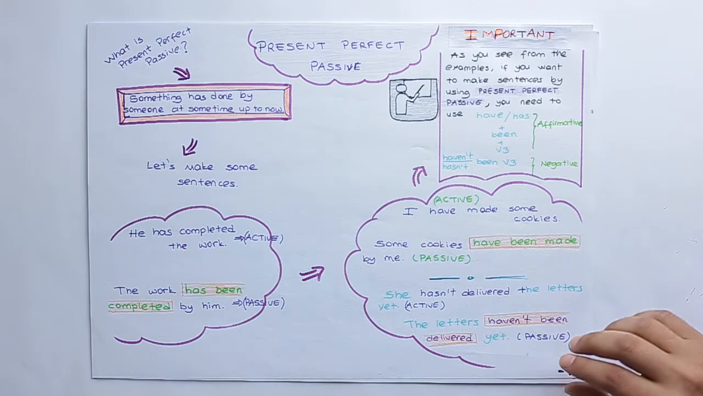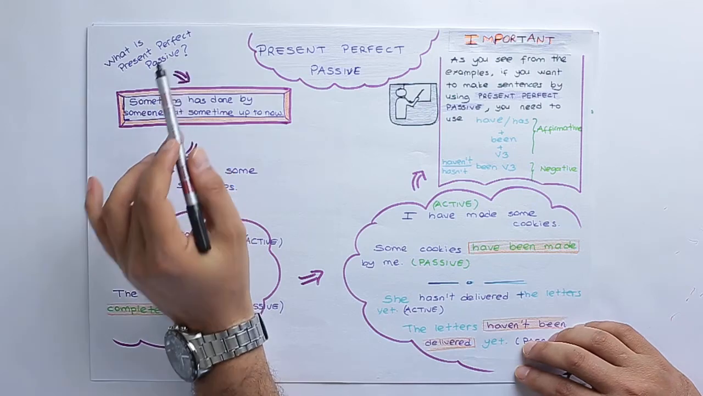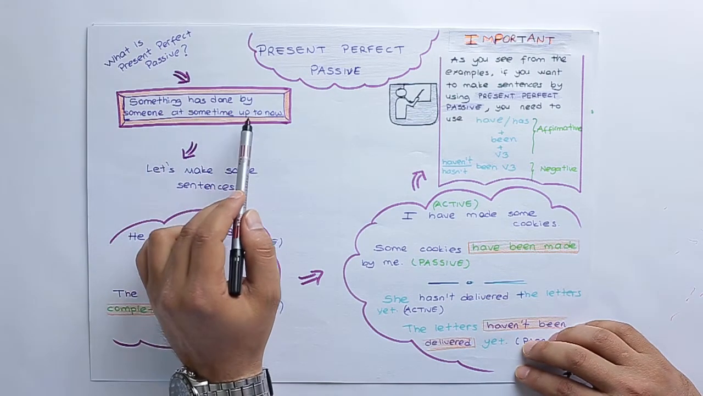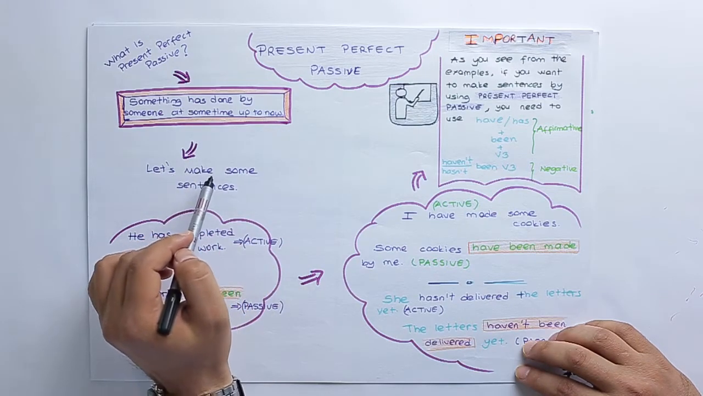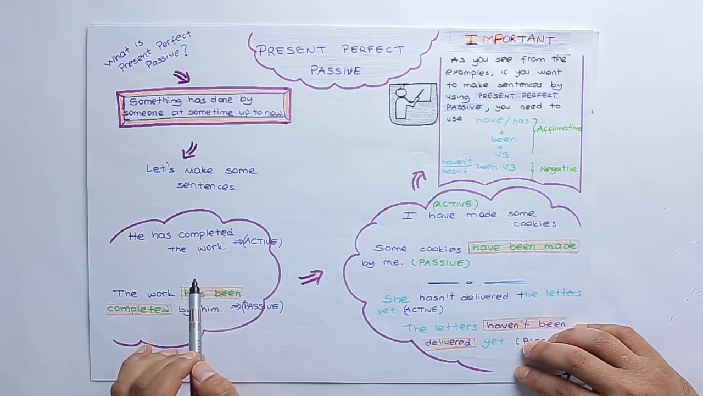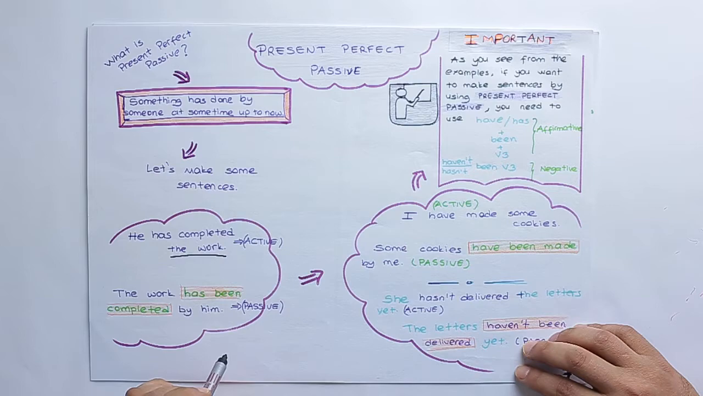Now let's study present perfect tense. Present perfect passive. What is present perfect passive? It says that here something has been done by someone at some time up to now. Okay, let's make some sentences. He has completed the work. That is an active sentence, as you see. What is our object? The object is the work.